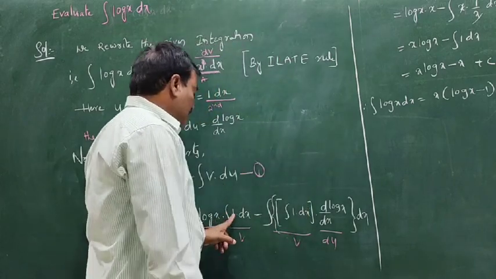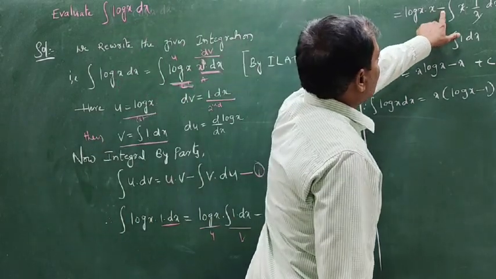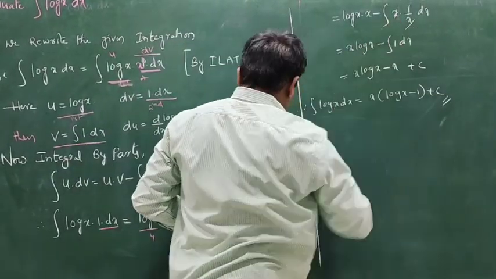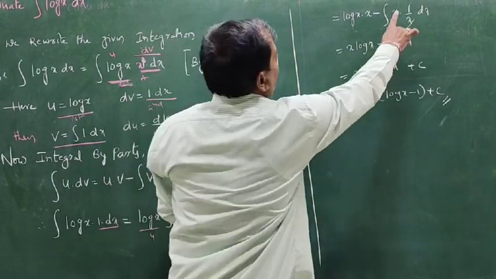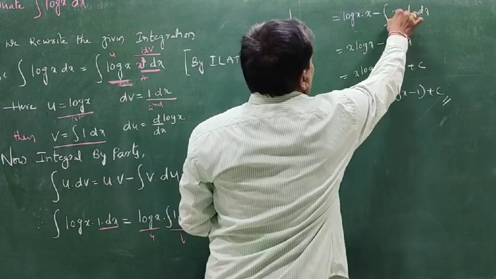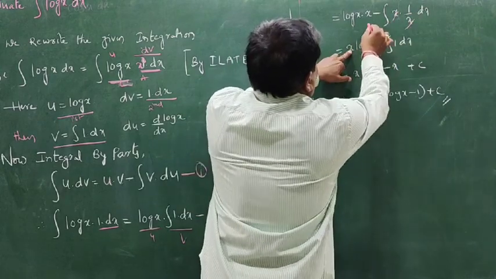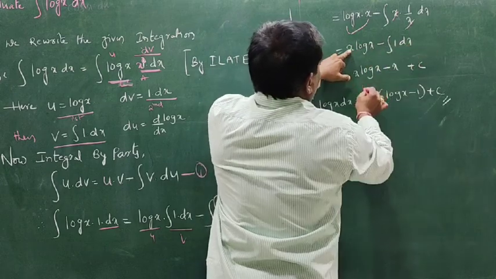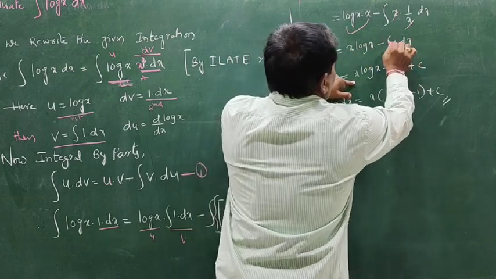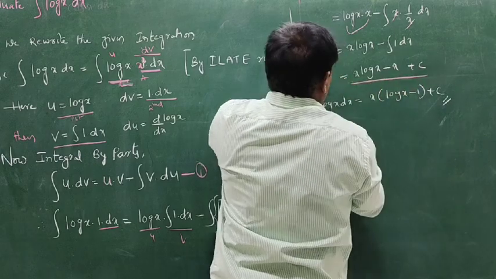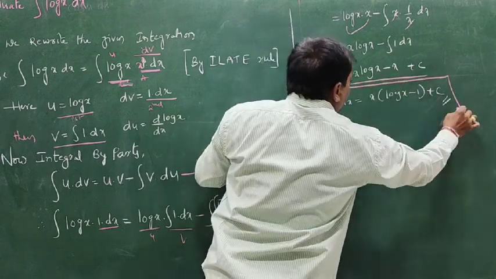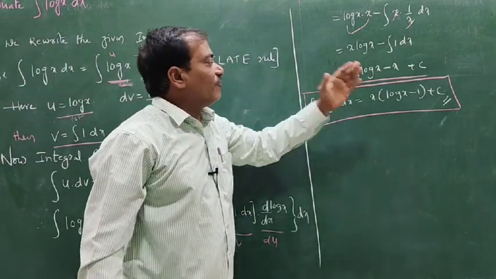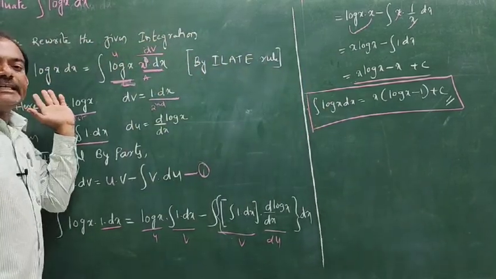So now integration of 1 dx equal to x, minus integral. Integration of 1 dx equal to again x. Differentiation of log x equal to 1 by x dx, and here this one cancels. So I have written here x into log x minus integral 1 dx, equal to x plus c. So finally, this is the integral value of the given integration.